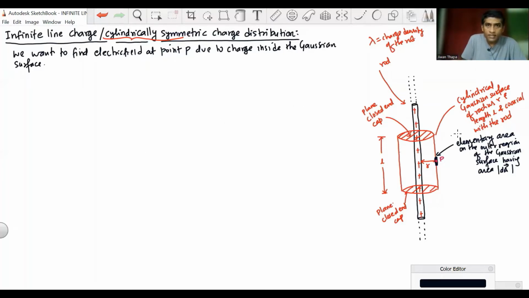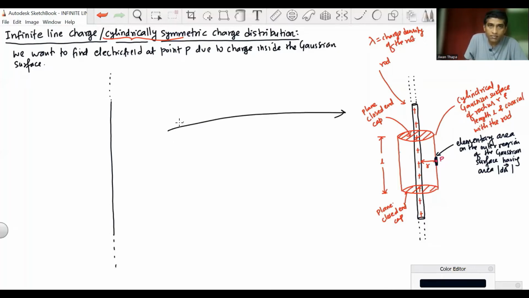Now let me draw this figure, okay, over here in order to understand in more detail. So this is the thin rod, okay, which is infinitely long. It is the same figure, okay, and the rod contains positive charge distributed uniformly throughout its length. Okay, so this is the linear charge density, so we need to note this.